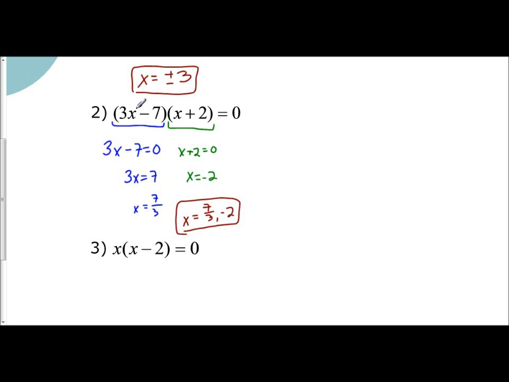If you were to plug a positive 7/3 in here, you would get 0, so 0 times whatever would be 0. If you were to plug a negative 2 in here, you would get 0. So whatever number this is times 0 will be 0.